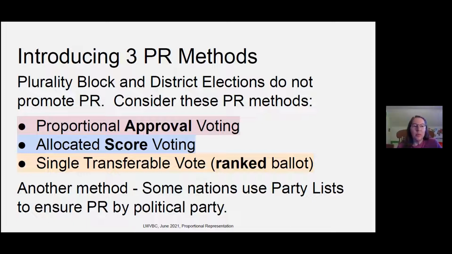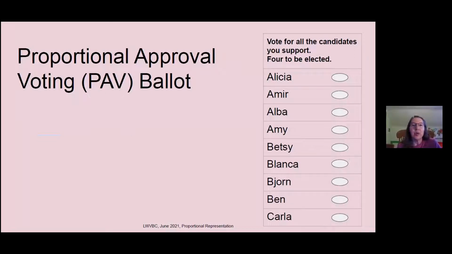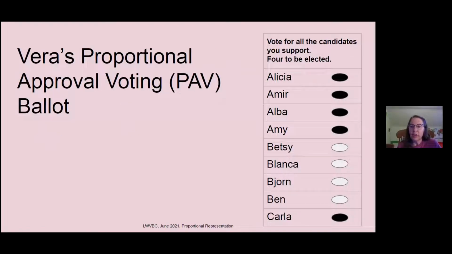If you saw the single winner version, you saw these 3 ballot types. The first one is proportional approval voting. The second one is allocated score voting. And then single transferable vote uses a ranked ballot. So let's wave our magic wand and look at our proportional approval voting ballot. Just like in single winner approval voting, you can vote for as many candidates as you like. And Alicia, as you know, supports all of the A candidates, but let's see what she does. She's also going to show some support for Carla.